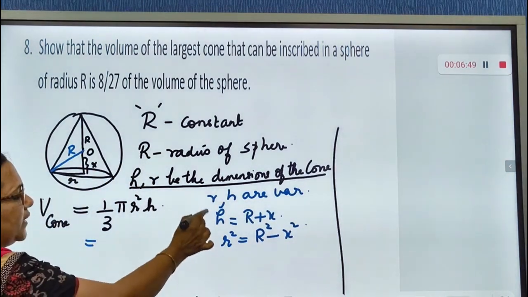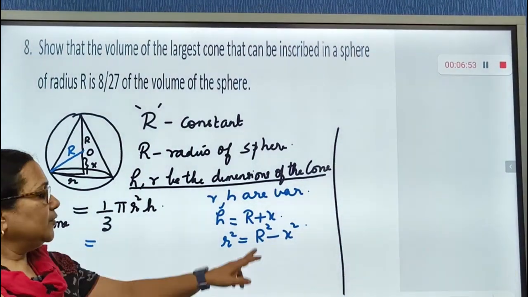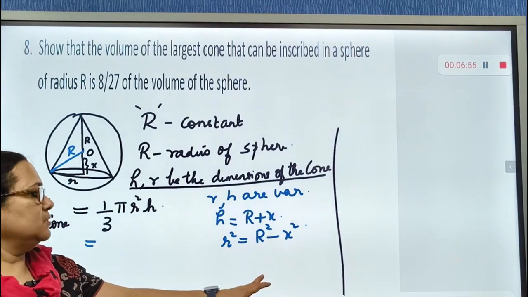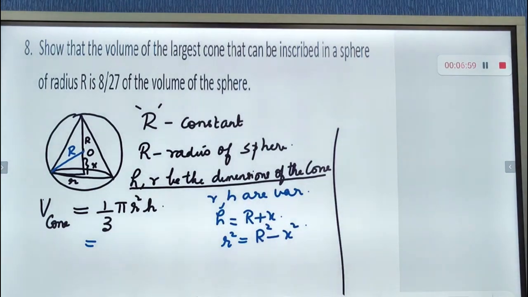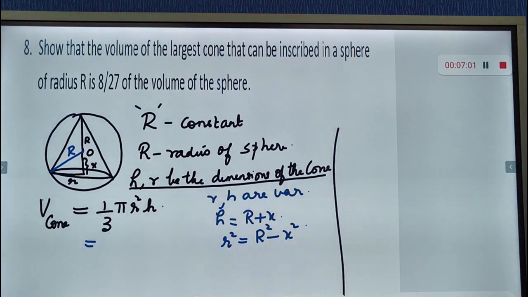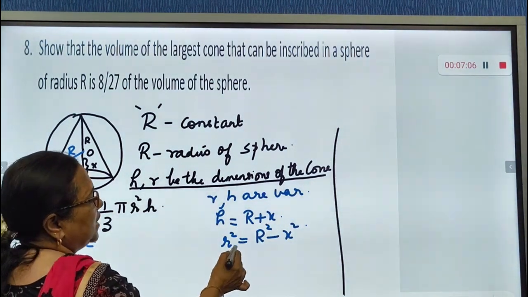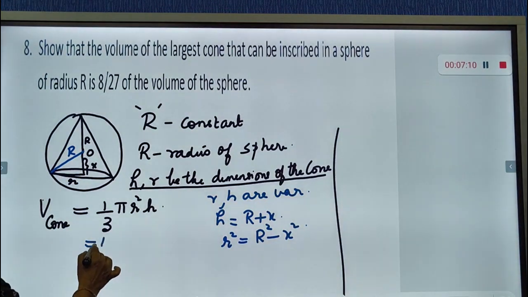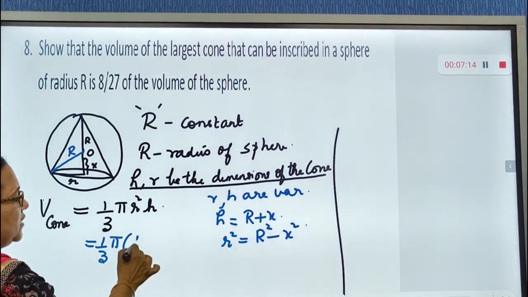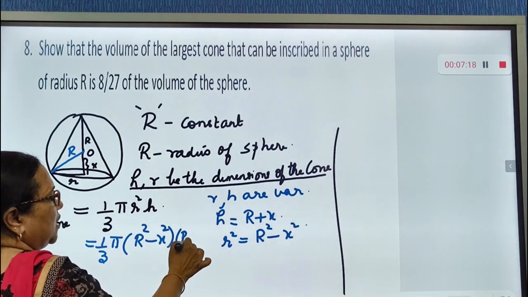So both r and h now I have expressed in terms of the variable small x, because capital R is a constant. This is a function of two variables. I'm going to express it as a function of a single variable x. How do I do that? I can write h as capital R plus x and r square as capital R square minus x square. So this is 1 by 3 pi. Small r square is capital R square minus x square. H is R plus x.